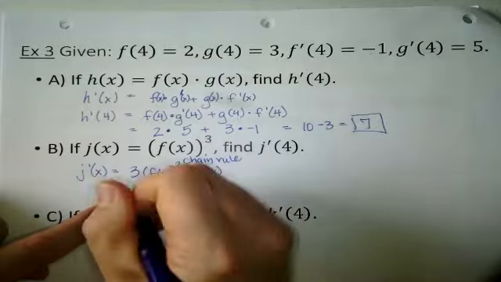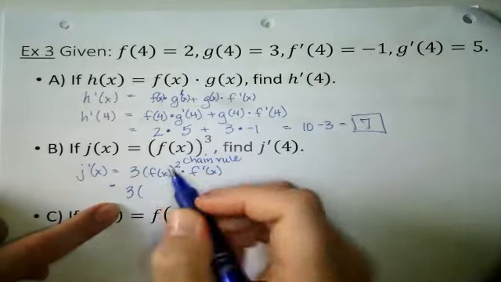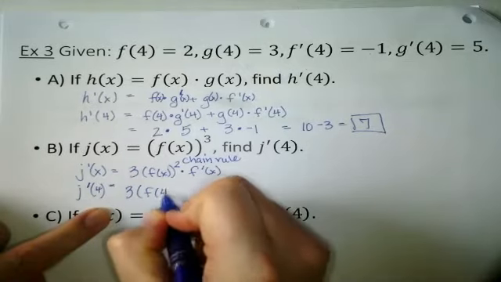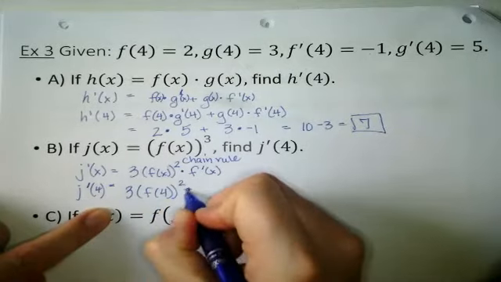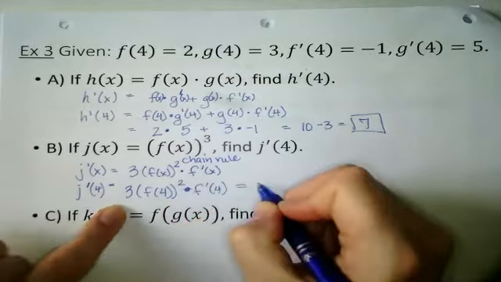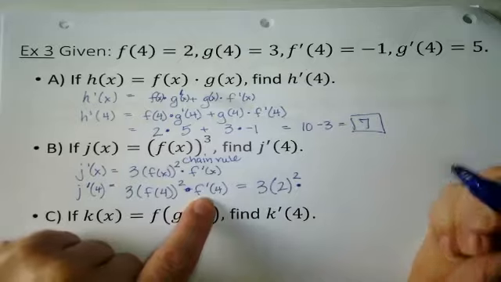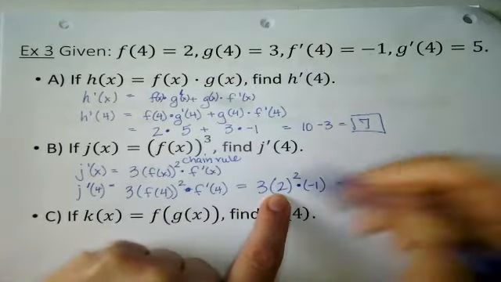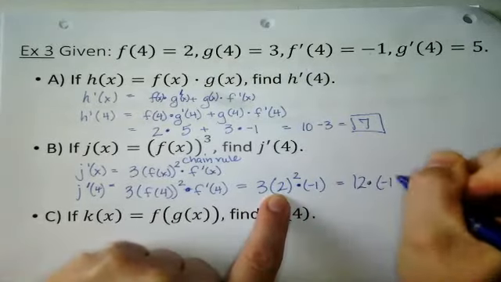So let's see what we've got here. So j prime of 4, plugging in 4s everywhere, that'd be 3 times f of 4 quantity squared, times f prime of 4. And then f of 4 is 2 being squared times f prime of 4, which is -1. So 2 squared is 4 times 3 is 12 times -1 gives me -12. Okay.